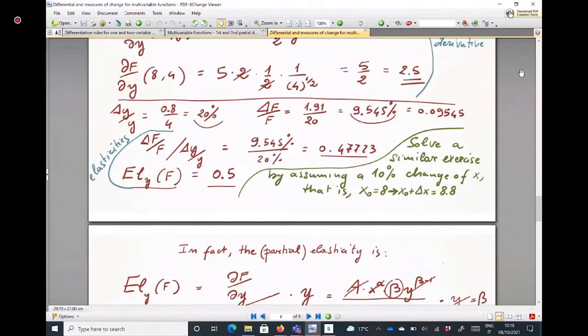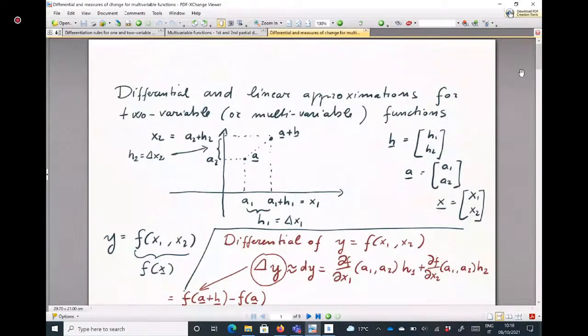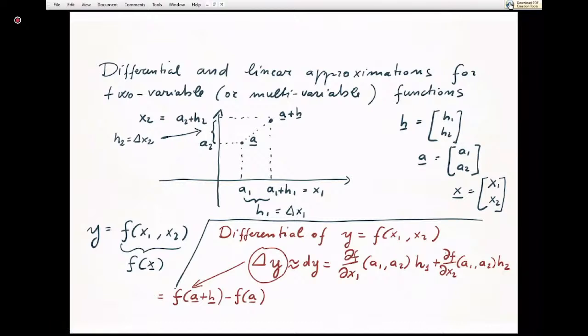So you know what the differential of a one variable function is. I remember that we discussed the differential and the other measures of change for a one variable function: the differential, the log derivative, the elasticity. We discussed this already. Now we do the same for two variable functions. And the differential of a two variable function is also really, really important. And again, the numerical examples, the exercises will be very simple. Okay?